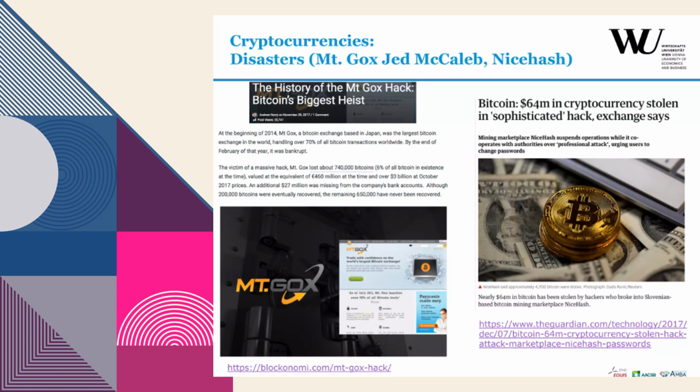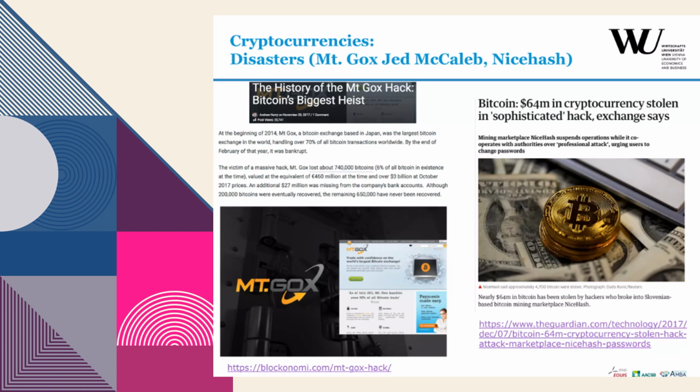Then in 2016, you had your Bitfinex hack. So this occurred in around August 2016. So the Bitfinex exchange, one of the world's largest cryptocurrency exchanges, suffered a major hack, resulting in theft of around 120,000 Bitcoins, worth around $72 million at the time, right? The hack led to a significant drop in the price of Bitcoin and caused widespread panic among investors.